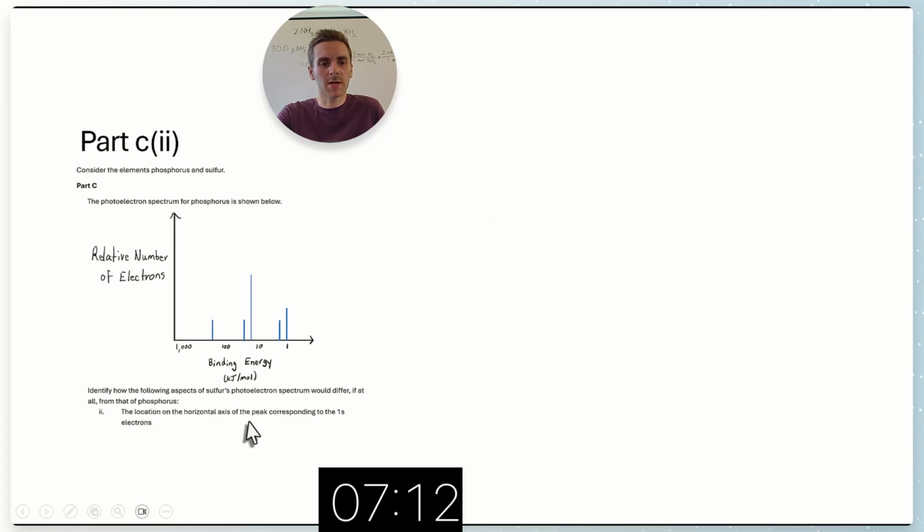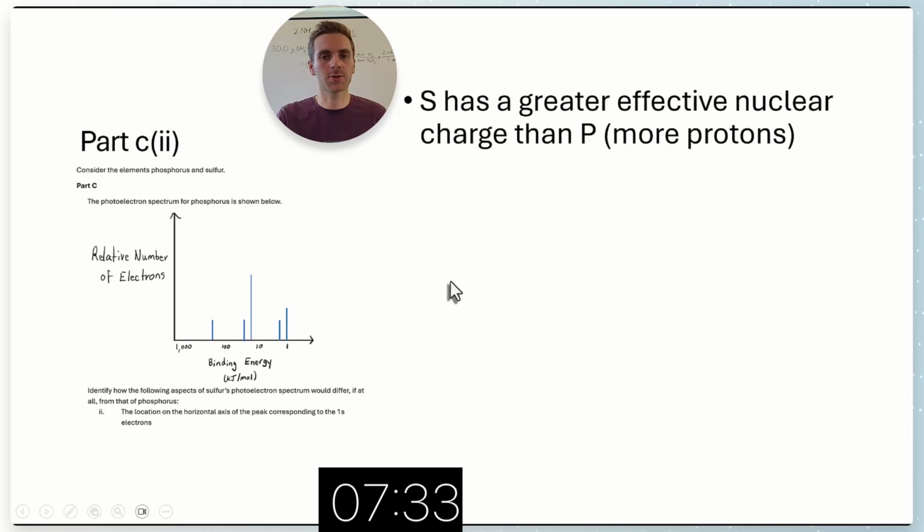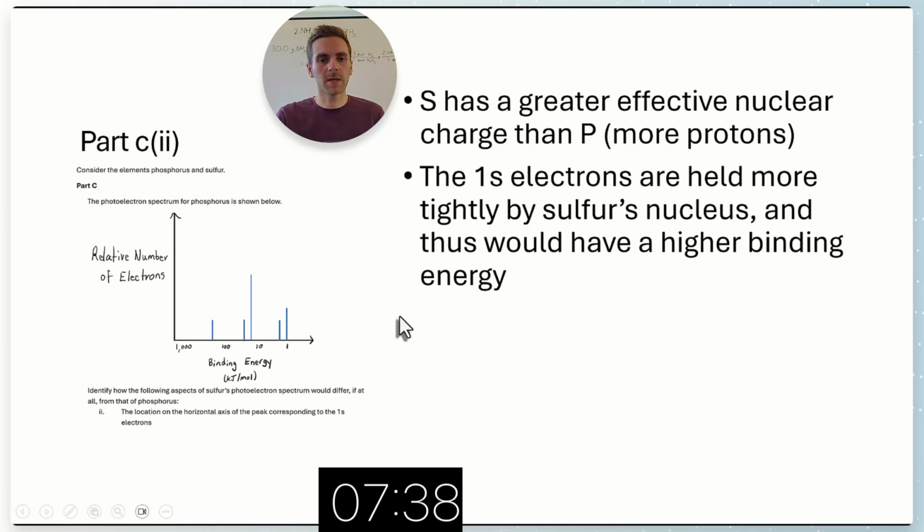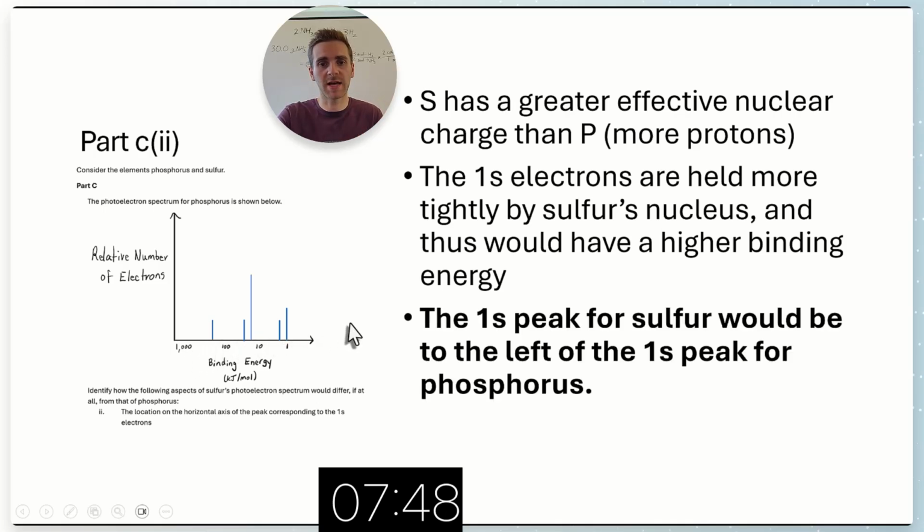And then the location on the horizontal axis of the peak corresponding to the 1s electrons. So we mentioned the 1s electrons are here on the left. Now, the amount of binding energy for sulfur would be more binding energy, simply because sulfur has more protons and therefore a greater nuclear charge. Okay, so because the binding energy would be higher for sulfur, and on this diagram higher binding energy is to the left, it would be shifted to the left.